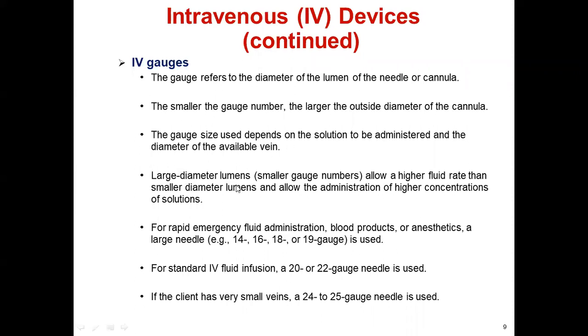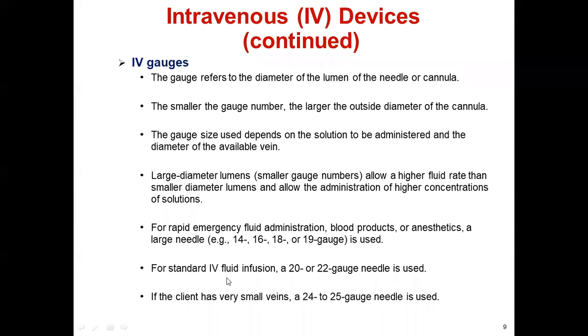A large diameter lumen allows a higher fluid rate than a smaller diameter lumen and allows the administration of a higher concentration of solution. For rapid emergency fluid administration, blood products, or anesthesia, a large needle, for example 14, 16, 18, or 19 gauge, is used.